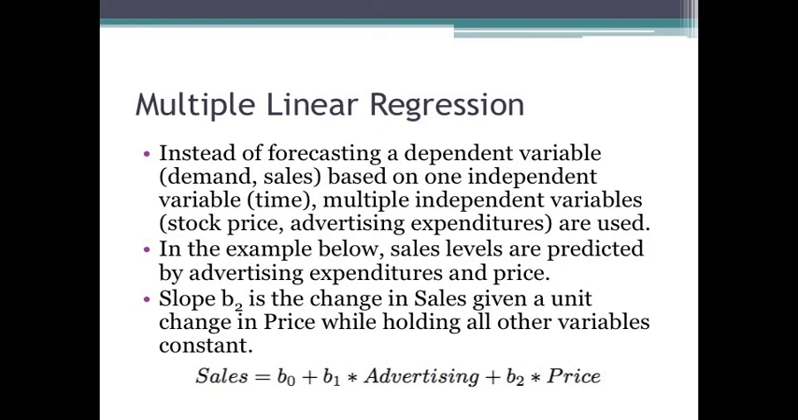So we have multiple independent variables, such as stock price or advertising, that can be used to forecast a dependent variable, what we're trying to figure out. So, for instance, in this example here, we have sales that are predicted by advertising expenditures and price. So, how would we see this happening?